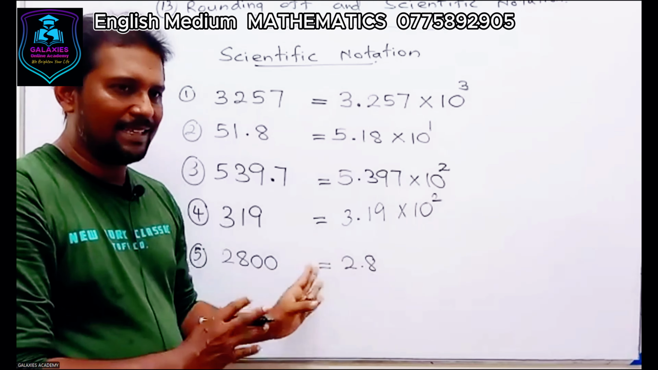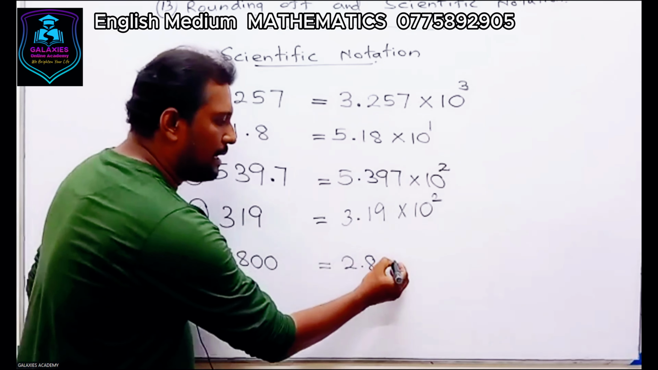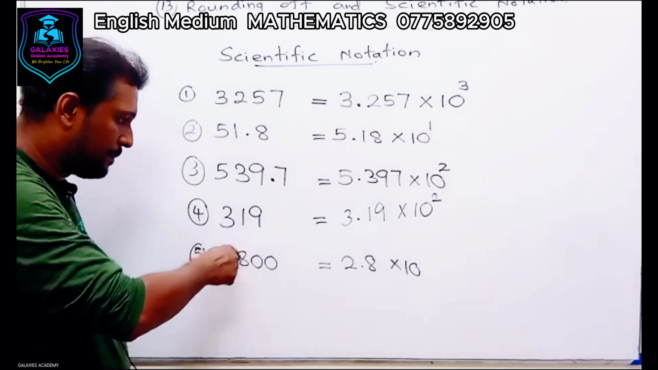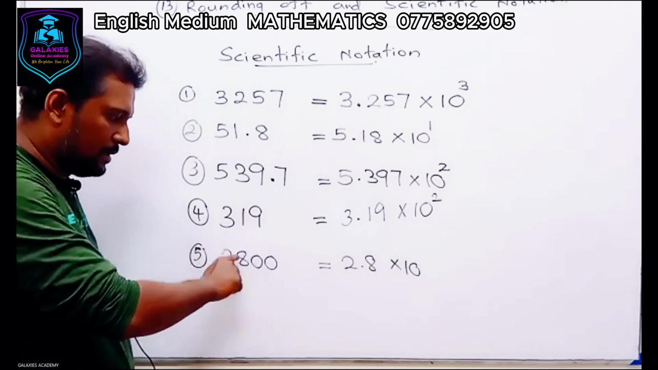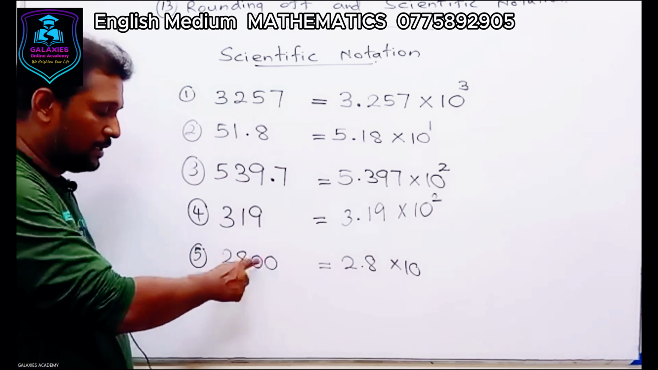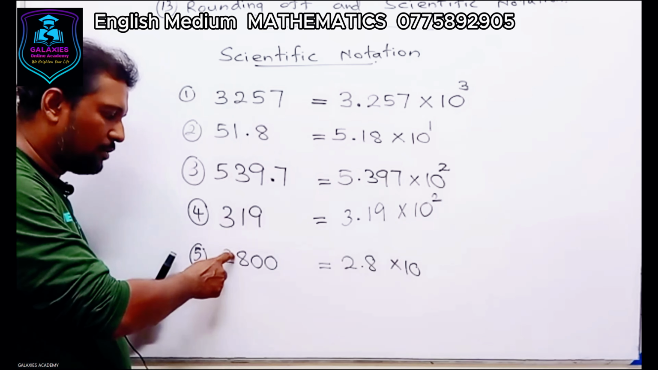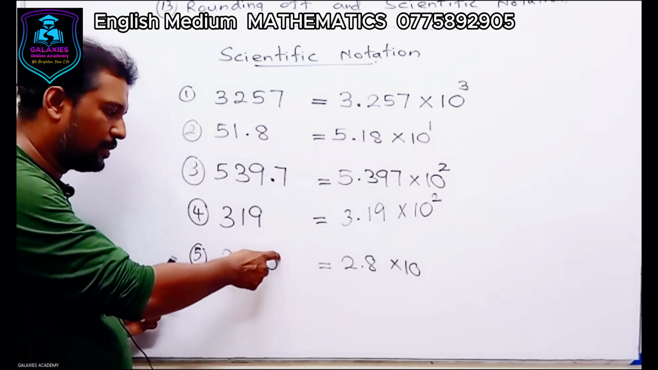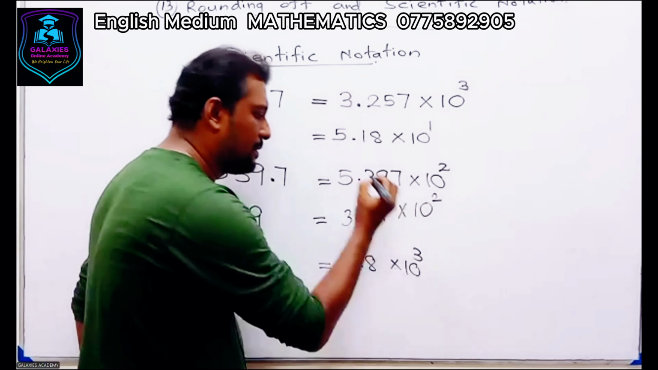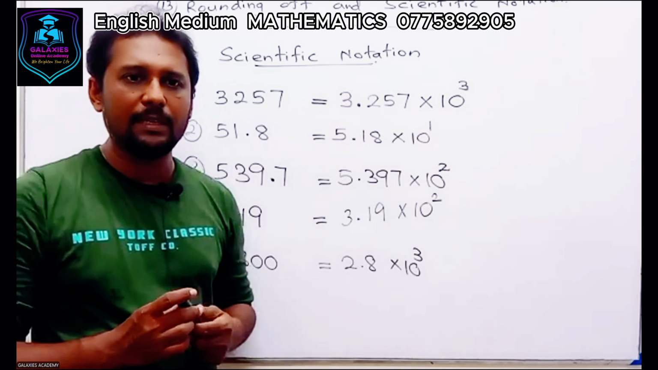So how can you write this one? 2.8. It is enough. If you want, you can write 2.800. Multiply 10 to the power which value? I kept the decimal point here, no? But in the general form the decimal point should be here. So to get the initial number, how many places do you have to move? 1, 2, 3. Positive direction, 3 places. So what is the index? 10 to the power 3. 2.8 multiply 10 to the power 3.